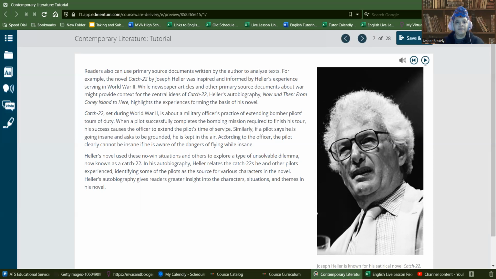So the idea here is that if you're aware of the dangers of flying while insane and you're saying you think you're crazy, you obviously are not crazy. You're just sane enough to know how dangerous it is. So you're sane enough to stay in the air. I'm going to repeat that one more time. In this story, according to the officer, a pilot cannot be insane if he knows how dangerous it is to fly while he's insane. So he uses this rule to keep pilots in the air.